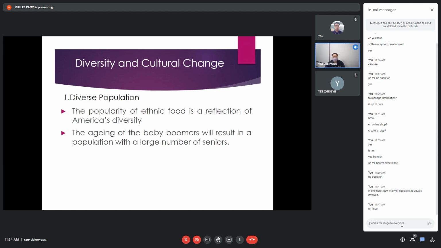Okay, so the aging of the baby boomers will also result in a population with a large number of seniors. So all these forces, the factors, affect how the industry operates.